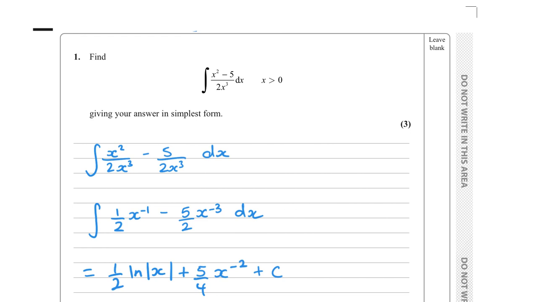Okay, and this one, nice and easy. First one, index form. And we're finding the integral. Then we have to remember we've got x to the minus 1. We cannot integrate x to the minus 1, and this should give you a clear sign.